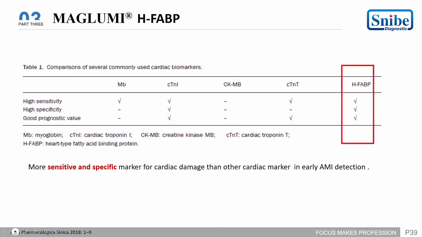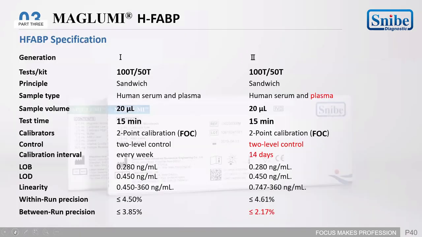So if we go to the HFABP specification, we have two generations of this assay. We have 100-test and 50-test pack sizes, with a sandwich principle. The sample is human serum or plasma. We need a sample volume of just 20 microliters, and the test time is just 15 minutes. We have a 2-point calibrator available free of cost with that.